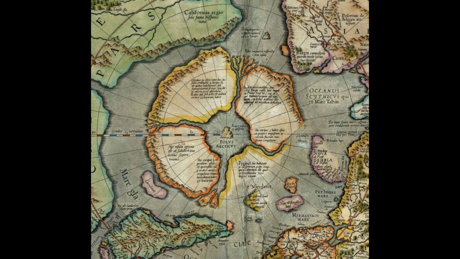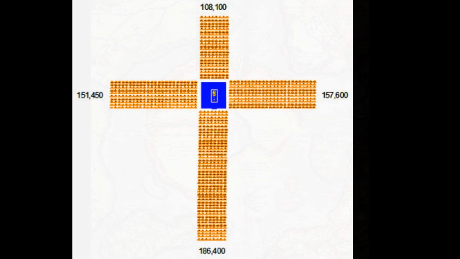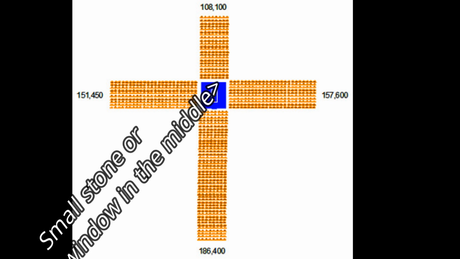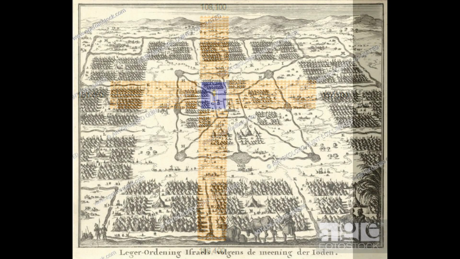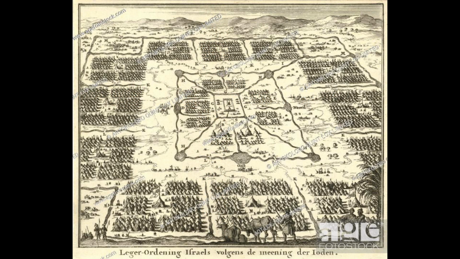So this is a depiction of the Garden of Eden, and with that stone in the middle, okay? That stone in the middle, alright? Now look at this. God's camp just makes a big cross, okay? It can look like this. God's camp can look like this, or it can look like this. It depends on how you read the dimensions, okay? And that glowing in the middle was the Ark of the Covenant. The Ark of the Covenant was a glowing pillar, okay?